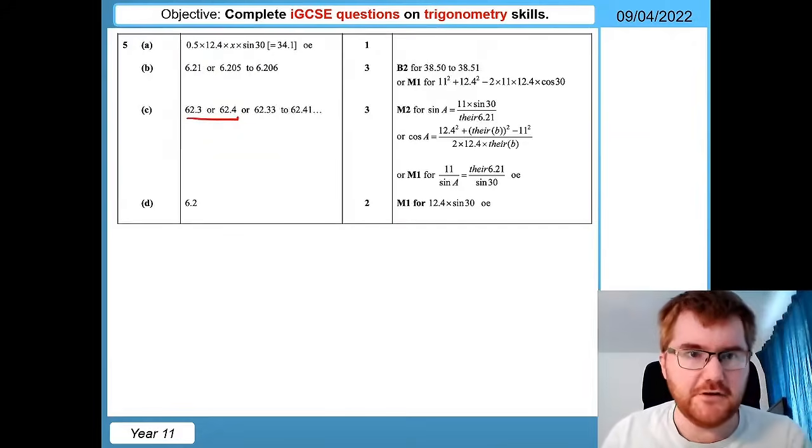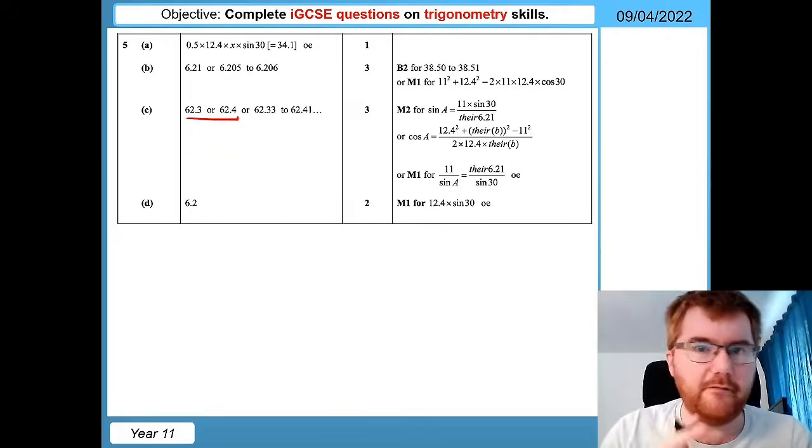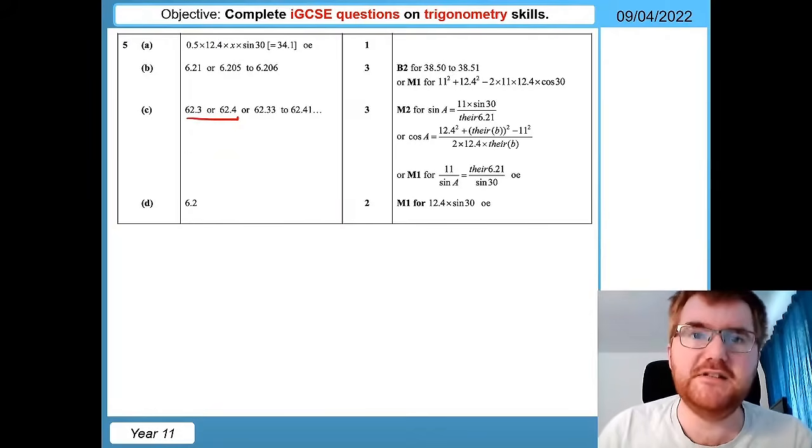So here's the mark scheme. Again, you can have a look and see what I've done and where I've picked up all the method marks for these particular questions.